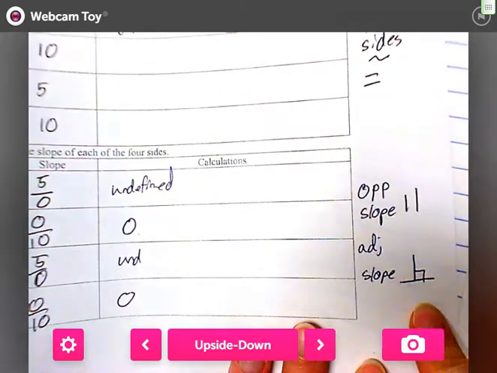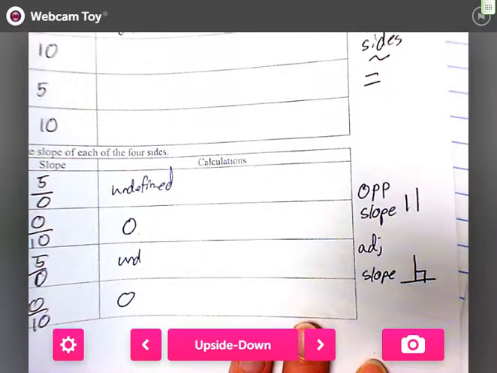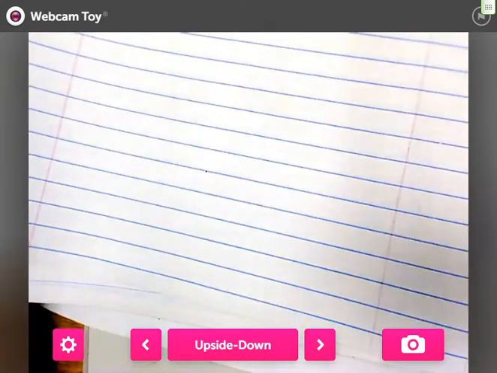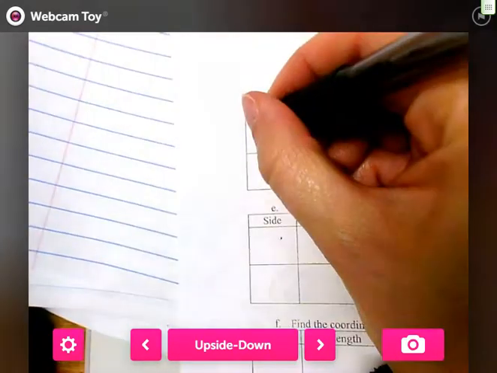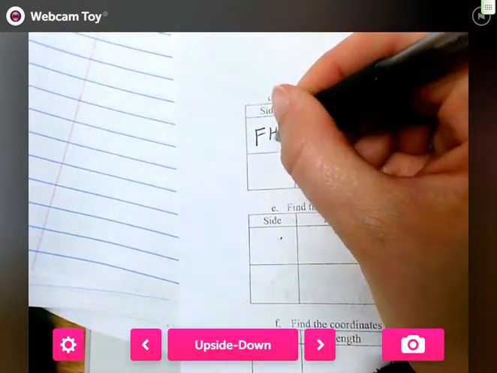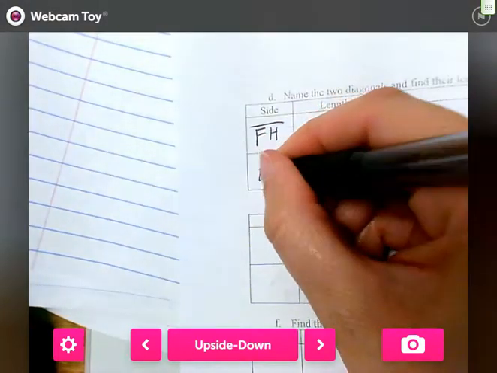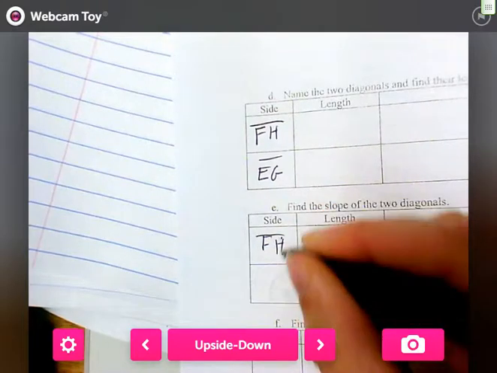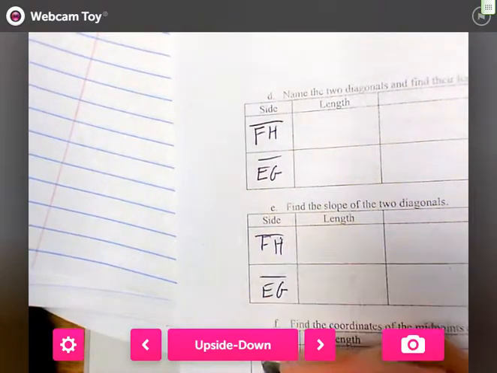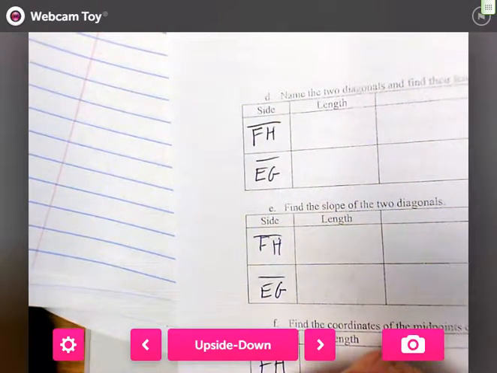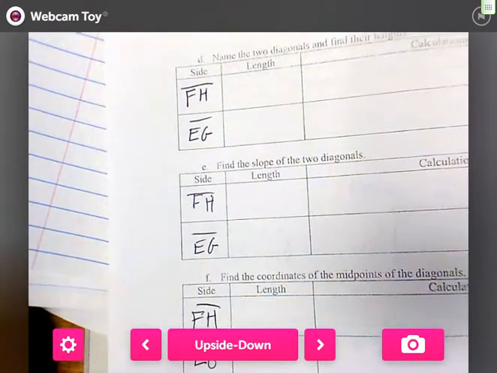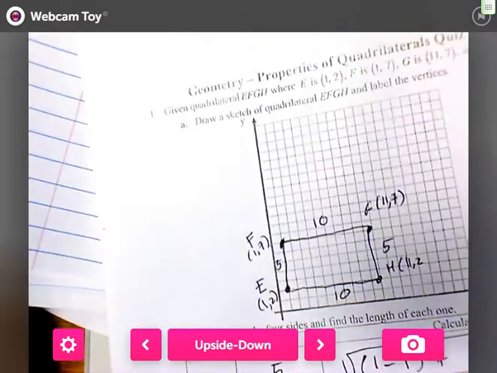Why do I write this on the side? So when I get to the end, I have something to say. Okay? All right, I'm going to turn it over. I've got F to H and E to G. The names of all of these straight down are the same. F to H, E to G. We're okay with that? Now, the lengths, this is when I can use my colored pencil.